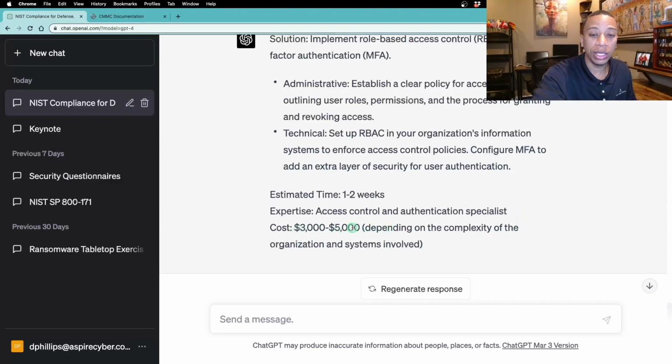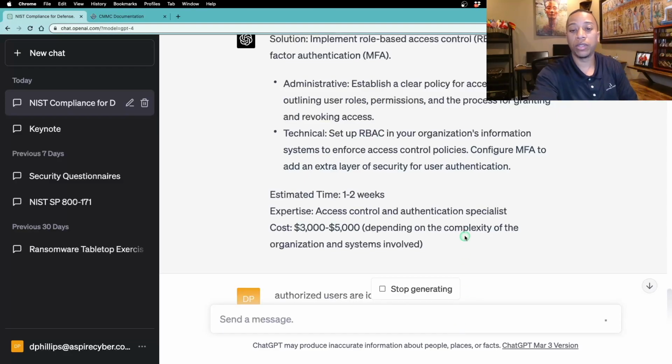And keep in mind, this is just an estimate. You'll have to verify for your own organization what the costs are going to be, but it gives you a good starting point. So now I'm adding in the assessment objective. This is the first of 7 for this 3.1.1 practice. And it's saying authorized users are identified. So just pasting in the assessment objective, let's see what ChatGPT 4 gives us.